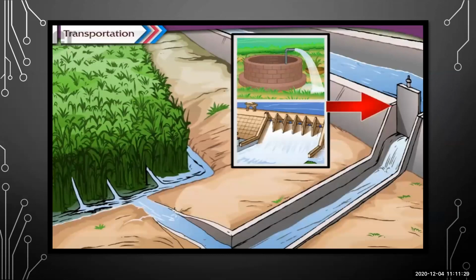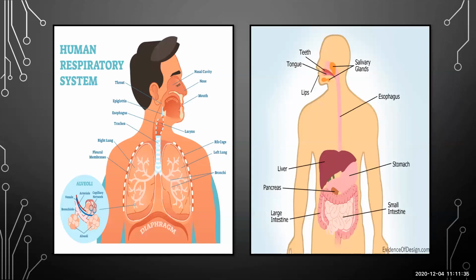So this is the transportation. In human beings, we can see the oxygen has been inhaled by the human beings, which has been transported to each and every part of the body with the help of the blood.